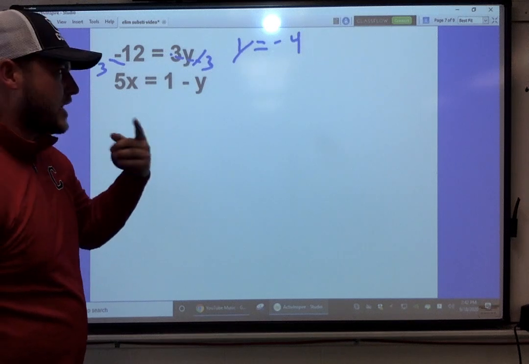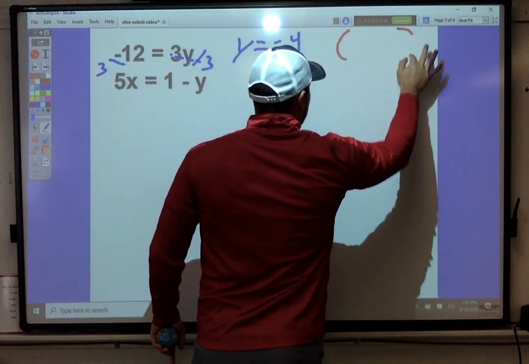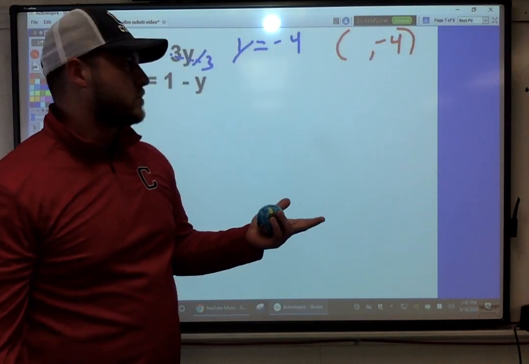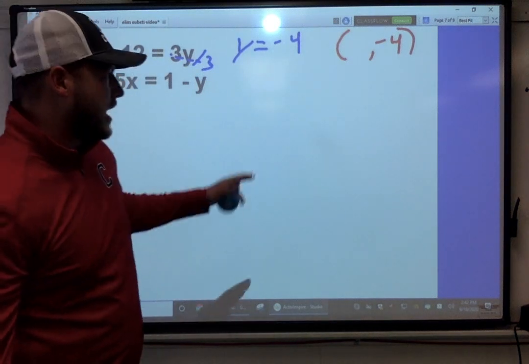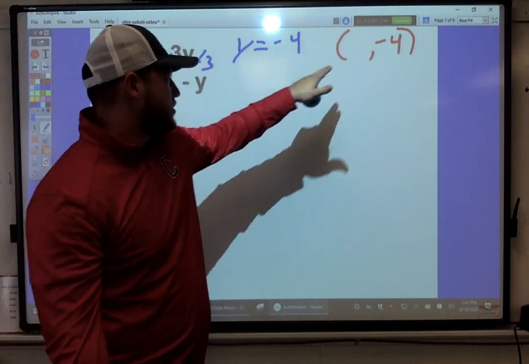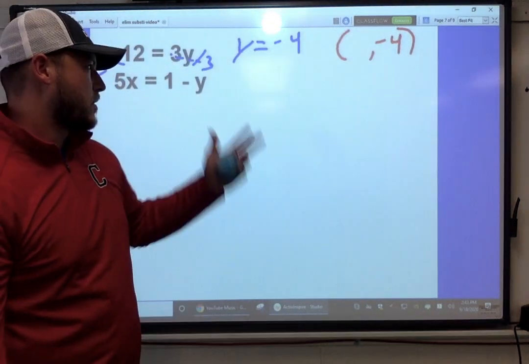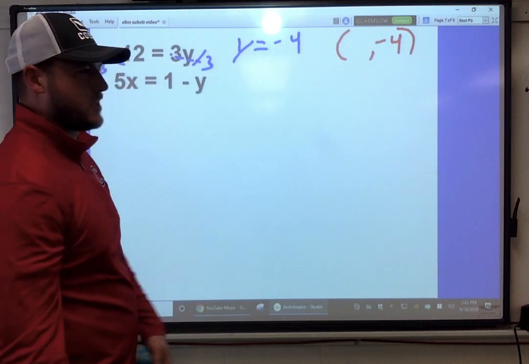So hopefully that's kind of telling you something. In our final answer, we know it's something, negative 4. So if this was a multiple choice test or ACT, get that in your mind. You know your answer is going to have a negative 4 in the y value, in the y spot. But we're not done. Let's figure out where these 2 equations intersect.